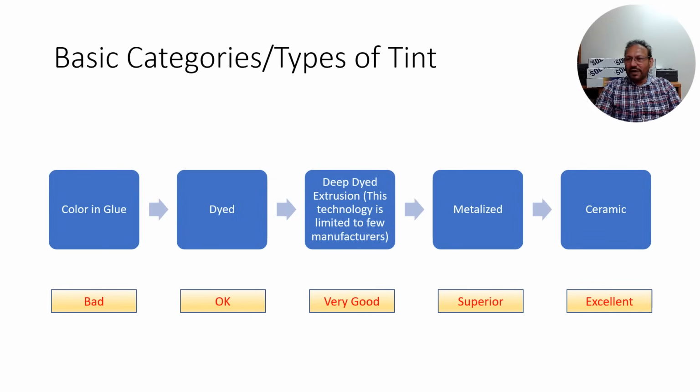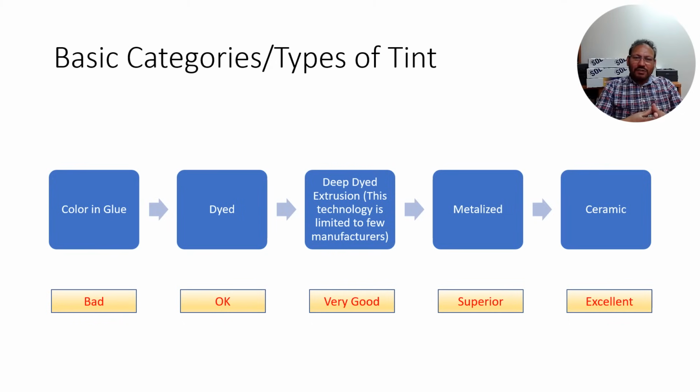The second one is the dye tint. Basically what happens is they dye the plastic sheet itself, so it has more life. Now the quality depends upon the quality of the dye they are using. If they are using high-end dyes, the life of the color of the tint, the stability of the color, is going to be much longer. If they're using cheap quality dyes, then of course they are also going to fade with time.